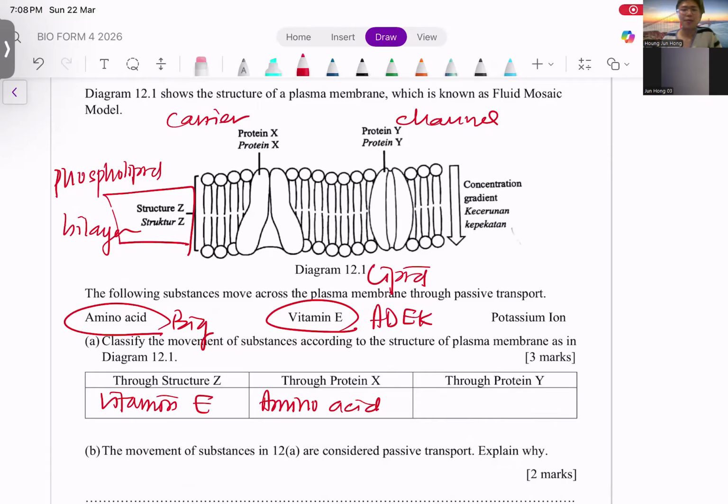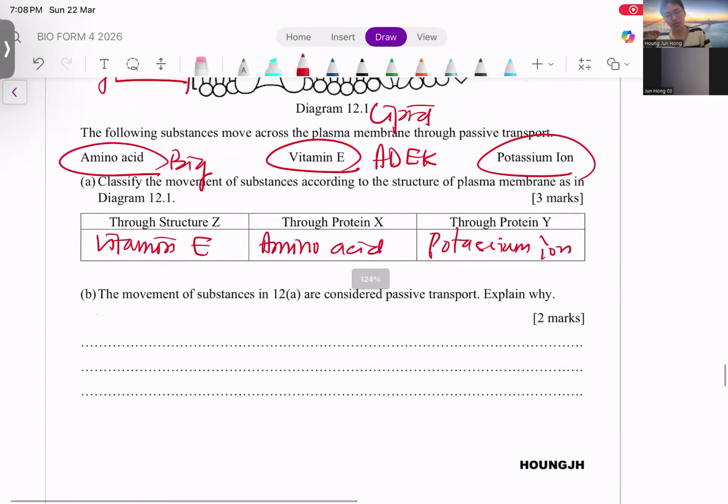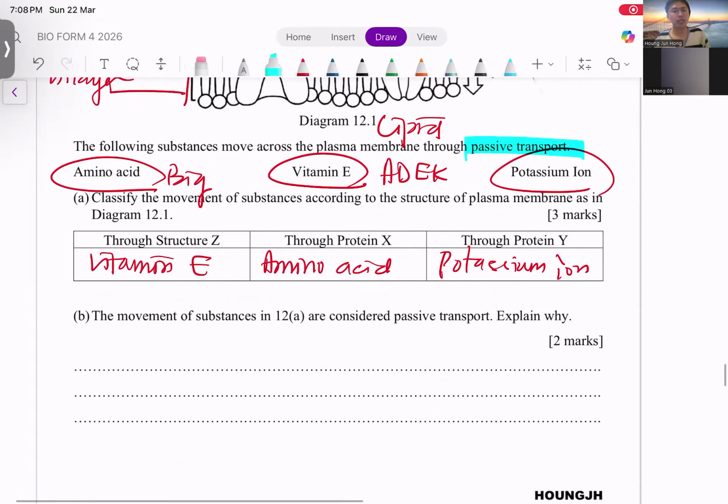Lastly, potassium ion, I mean, no choice already lah. Let's go here. Of course, you can also go to carrier protein, but it's just that in this situation, you then arrange it accordingly. And also, of course, because this is passive transport, there's no need for passive transport to take potassium ion to carrier protein. Carrier protein would only do large things, unless when it comes to active transport, then you can do whatever.